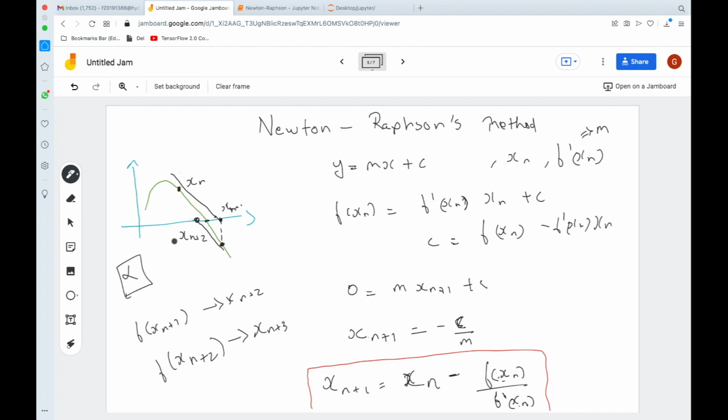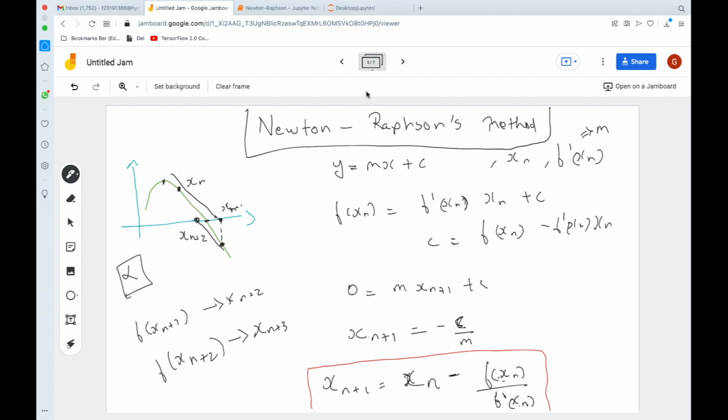So one condition is that you shouldn't choose a point which has a slope of 0, because that wouldn't land on the x-axis ever. So don't choose such points or anywhere close to 0. Okay, so this is it basically. Yeah, so this is Newton-Raphson's method.